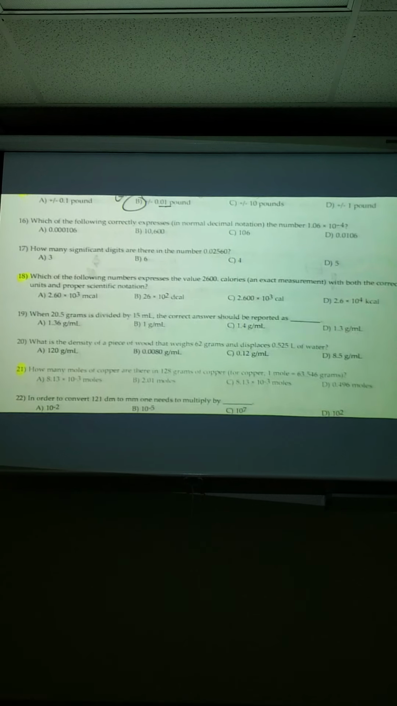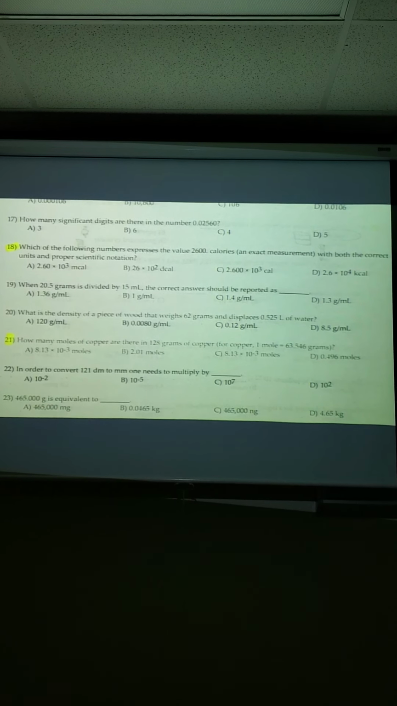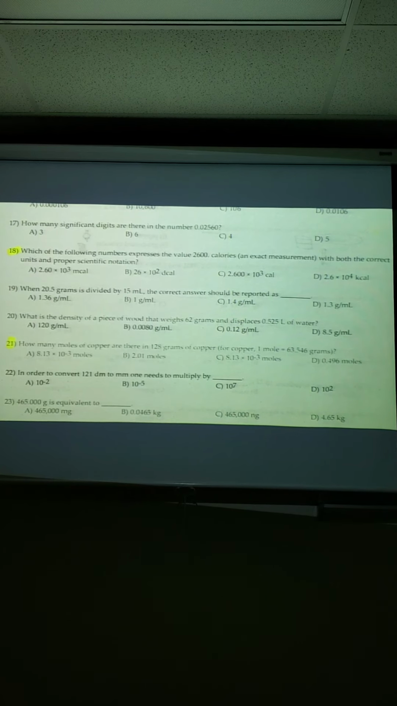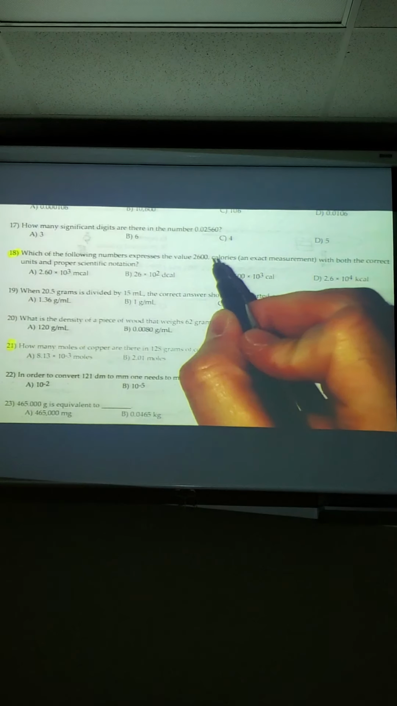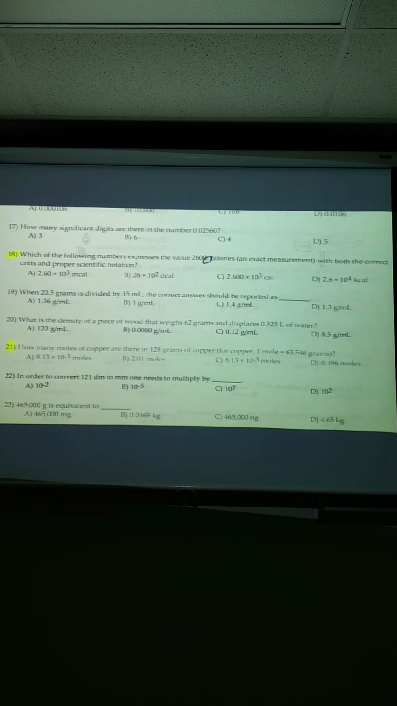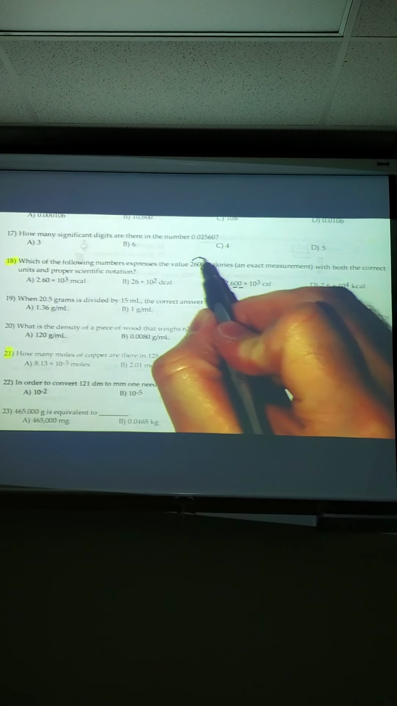Number 18 says, which of the following numbers expresses 2600 calories exactly and correctly in scientific notation? Well, what's most important about this number is the decimal is shown. If the decimal is shown, that means they didn't have to show it, but they did. They did because both zeros are important. They are significant. So the only one that has both zeros showing is the one that has to be correct, because we have 4 significant figures here.